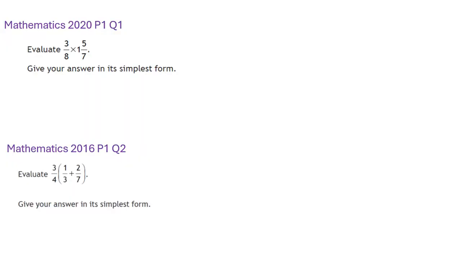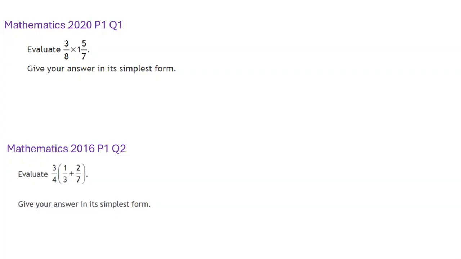A couple more from the mathematics paper. First one's Mathematics 2020, paper 1, question 1. And the second one's from the 2016 paper, paper 1, question 2. They're ever so slightly different. The second one combines different operations. The first one's just a simple multiplication on its own. So pause and have a go, then we'll check it.